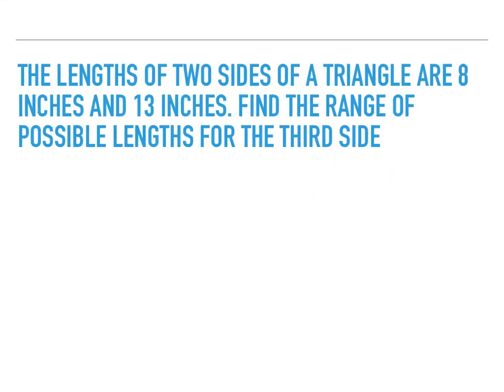The lengths of two sides of a triangle are 8 inches and 13 inches. Find the range of possible lengths for the third side. So for this one, we're going to need a range. So we need something that x is greater than and something that x is less than. In order to find our number that's going to go to the left, we have to subtract the two numbers that are given to us. So we subtract 13 and 8. It's important that you write the bigger number first because you don't want a negative number. You can't have a side length that's negative.